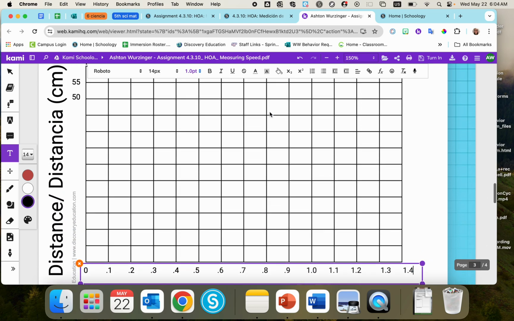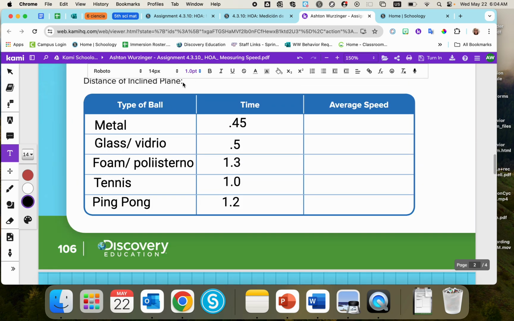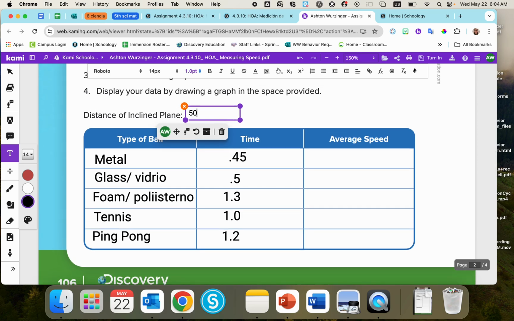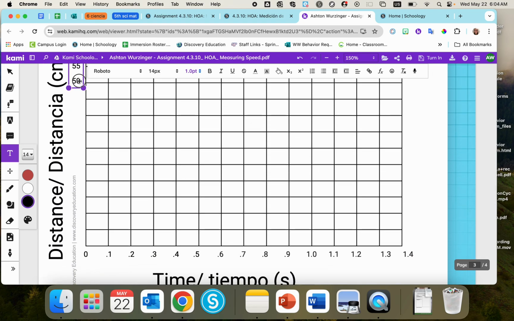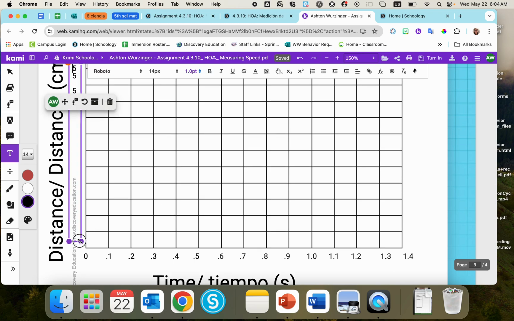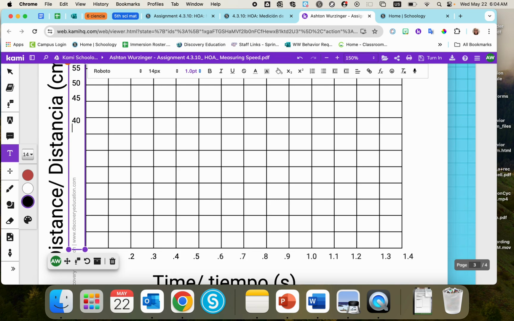Then my distance. If you noticed, everybody's distance is 50 centimeters. So we need to make sure that my graph goes up to at least 50. I'm doing it in reverse just because that's how this is writing. You can do it from 0 to opposite. And I'm going to go every 5. And make sure that you have it on the line the best you can.